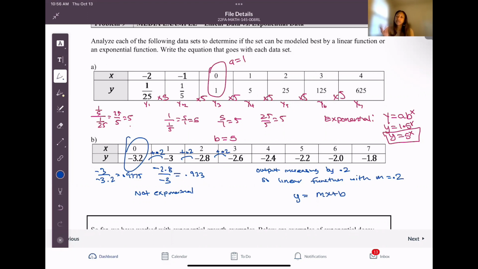Do not mix up the b in the exponential function with the b for a linear function. B for your linear function is the y-intercept, okay? And putting those two things together, we'd have y is equal to 0.2x minus 3.2.